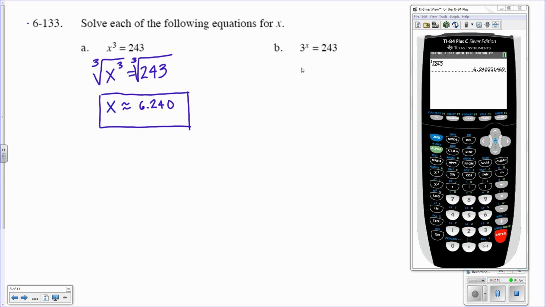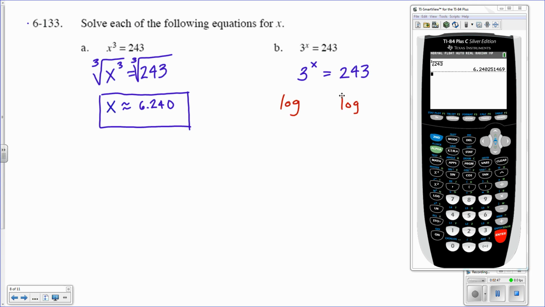So letter B is 3 to the power of x is going to equal 243. This is an exponential equation because x is located in the exponent. So in order to solve this one, now we do need to bring in logs. So the first thing I'm going to do here is take the log of each side.